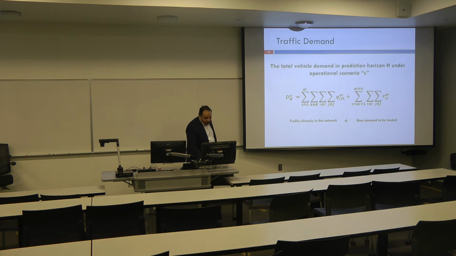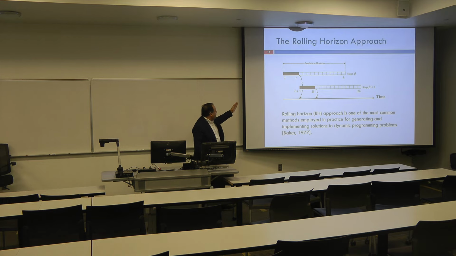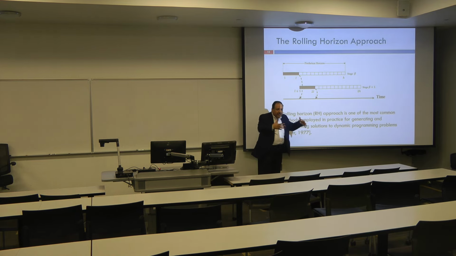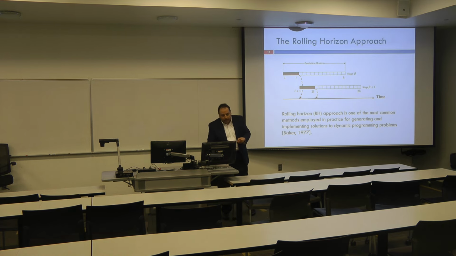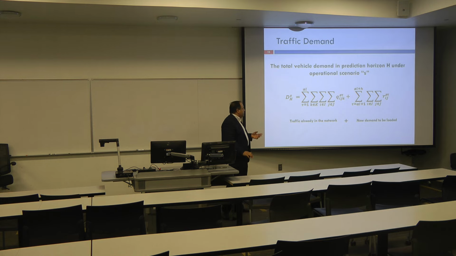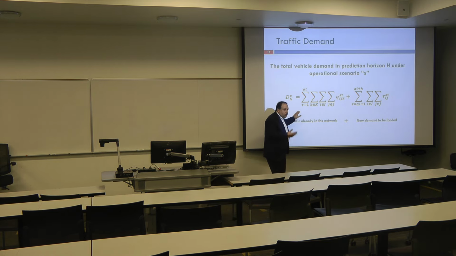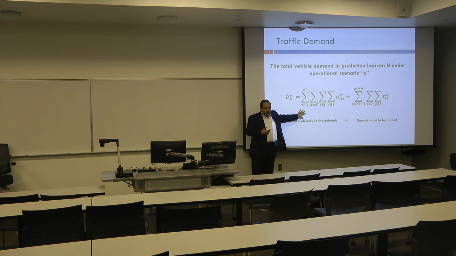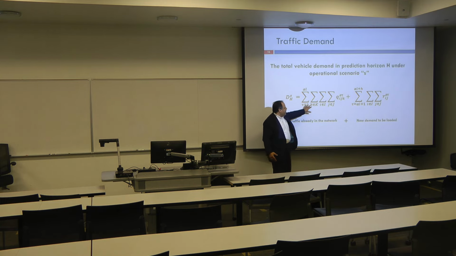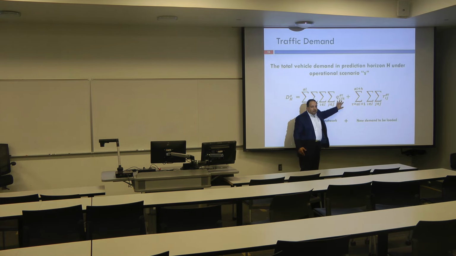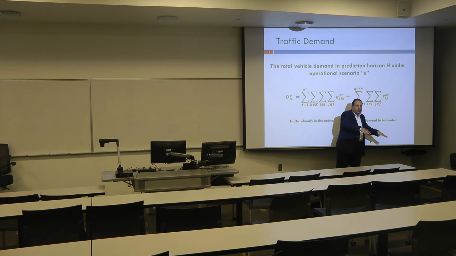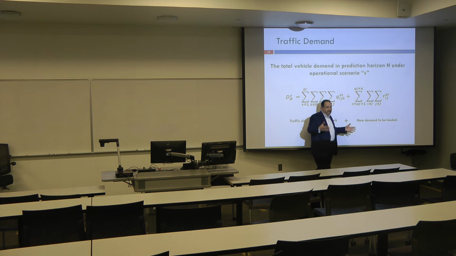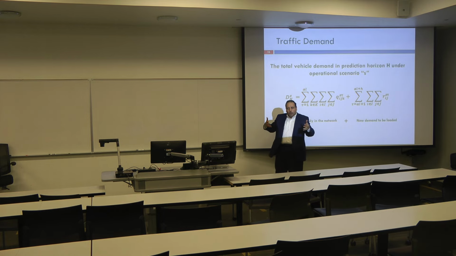So if we think about a system like that, at each stage here, what is the demand that I have in the network? I have two types of vehicles here. Vehicles that are already in the network from previous stages, right? This is the vehicle that is already in the network from here. I know their routes, right? Because I know which route they are taking. And I know that in this stage, I have a new demand to be loaded. Right? At any stage, I'm just trying to understand what demand I have.